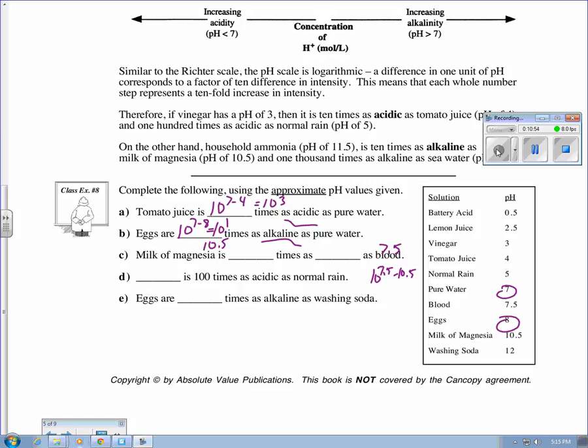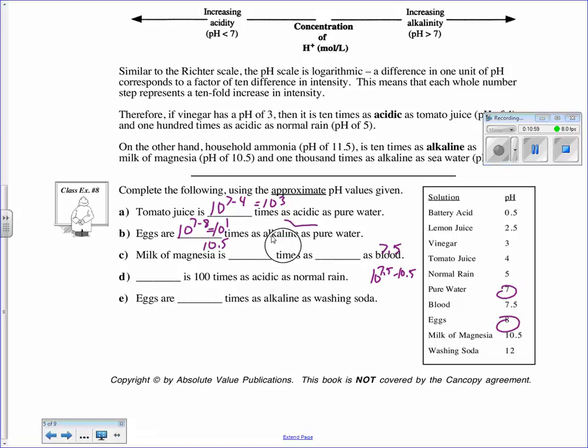Please notice that the labeling becomes acidic and alkaline. When we're dealing with acidic differences, we want to take the bigger number and subtract the smaller number. When we're looking at alkaline differences, we want to do the same thing. So that first one should have been 10 to the 8 minus 10 to the 7, or 10 to the exponent 8 minus 7, to understand that eggs are 10 times as basic as water. That's what alkaline means.